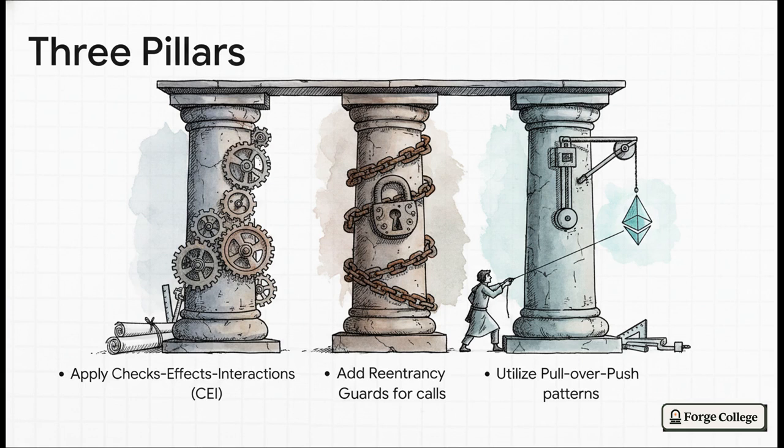And then Pillar 3 is the pull over push pattern. So instead of actively pushing Ether out to users, which risks a failed transaction or some malicious fallback function, you simply update their balance and let the users pull their funds whenever they're ready. It completely shifts the risk of execution failure away from the protocol and right on to the user. And when you combine these 3 pillars, CEI, reentrancy guards, and pull over push, you essentially neutralize almost all common deposit and accounting vulnerabilities. It's a real game changer.